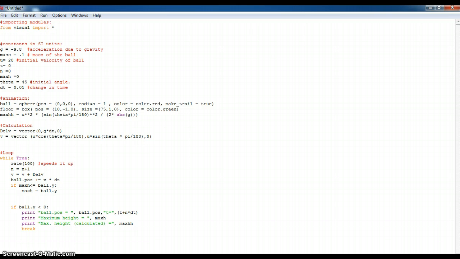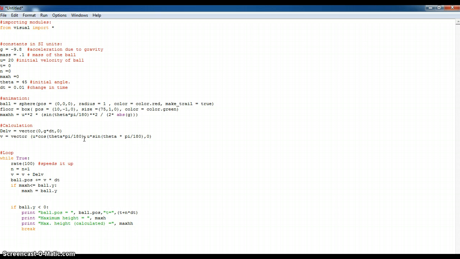Now we found that the velocity for the x component of the motion can be given by u times cos theta. The velocity for the y component can be given by the formula u times sine theta, and the z component is 0.